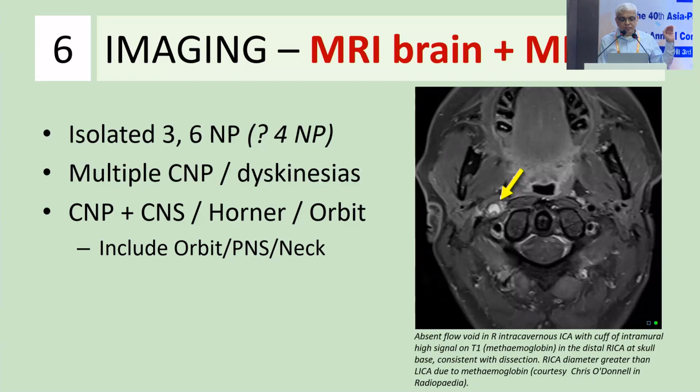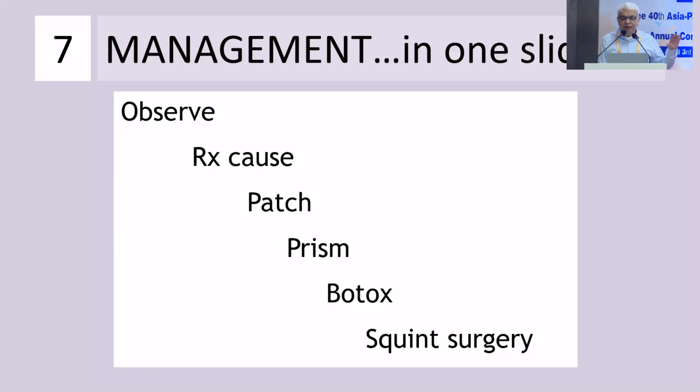Obviously, any case with multiple cranial nerve palsies or dyskinesias, any patient with a cranial nerve palsy with CNS involvement or Horner's or orbital signs as well. Okay, so that's a patient with dissection there, carotid dissection with neck manipulation. Management is very quick, so I'm not going to waste too much time on this. My time is running out.